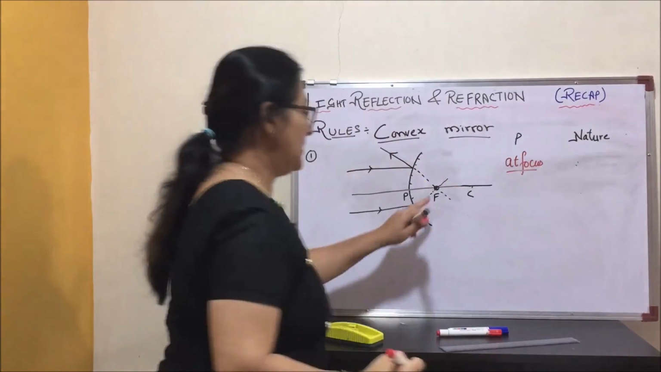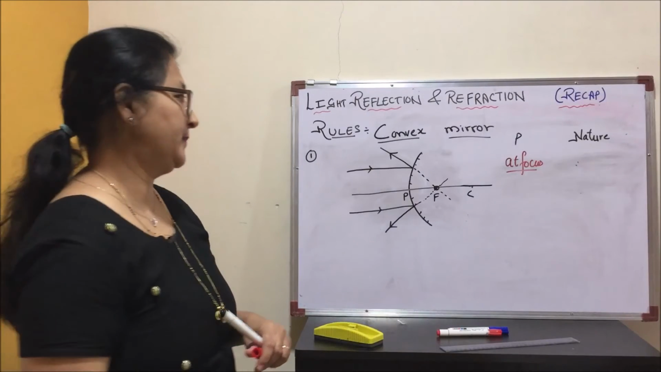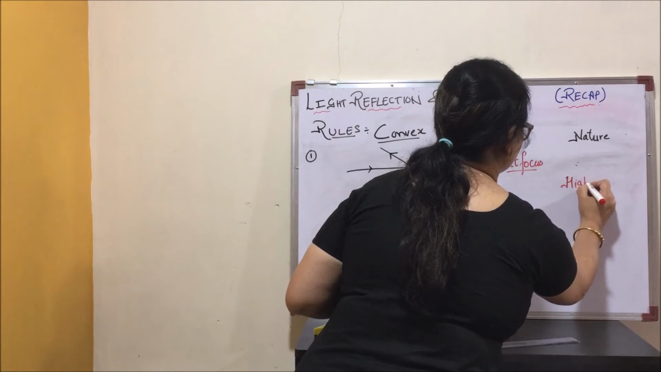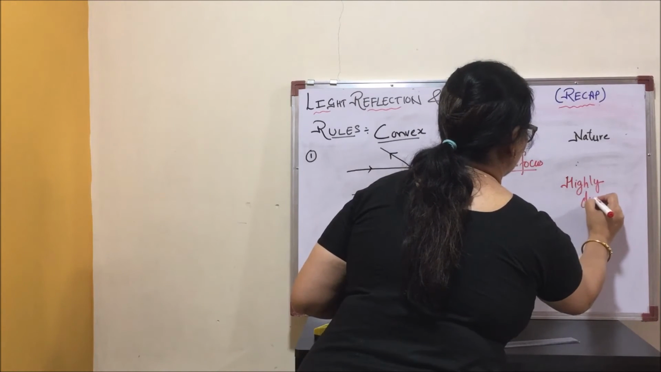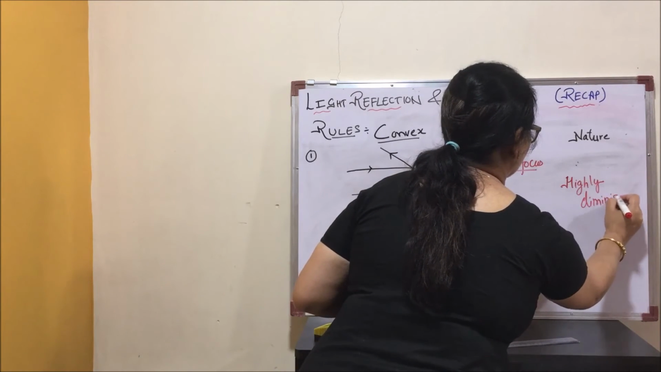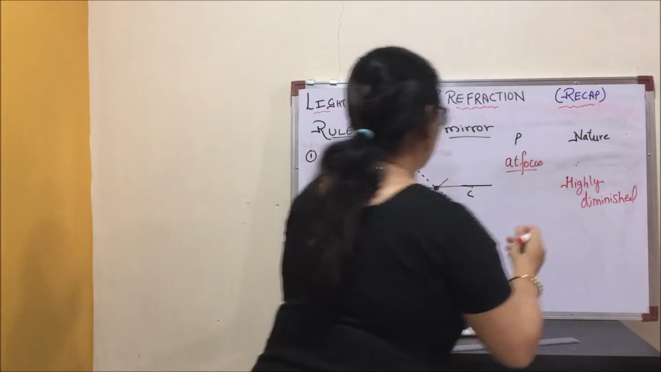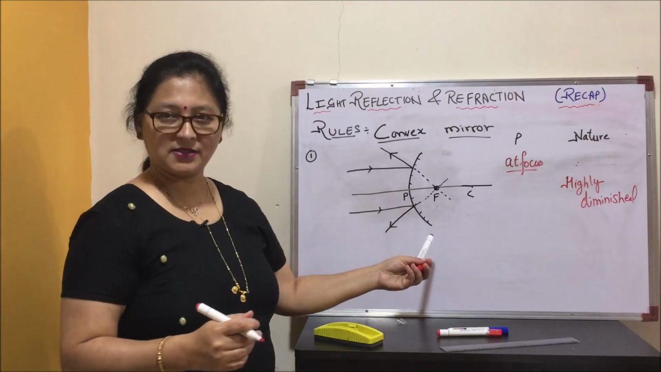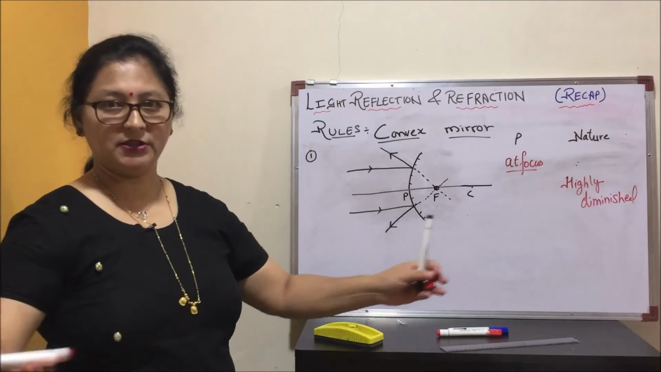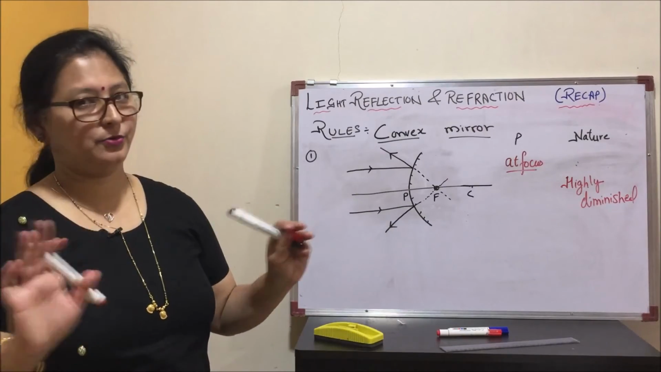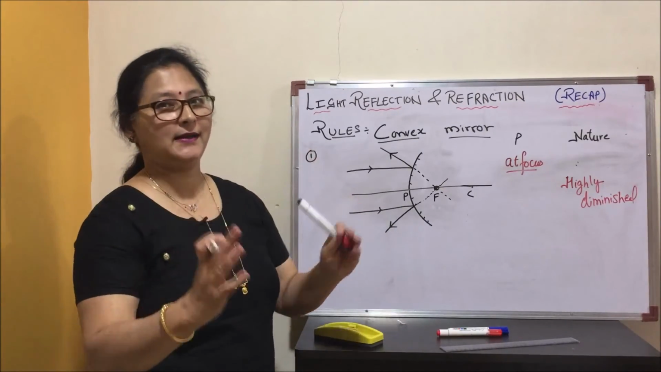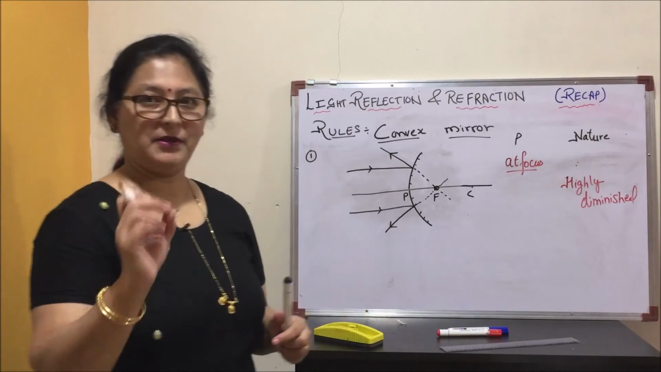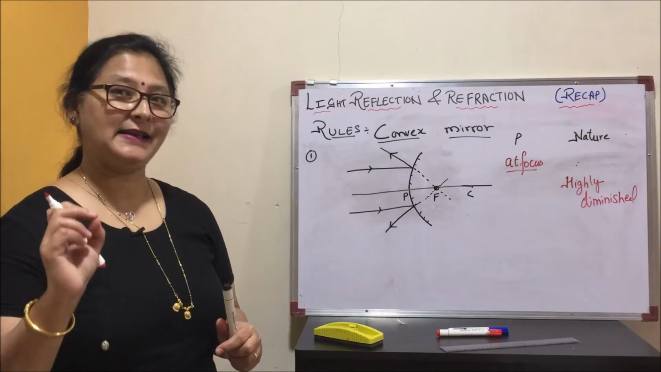Okay. Position, nature, highly diminished. Highly diminished, clear? Because the rays are not meeting. This is a convex mirror. In a convex mirror, rays are diverging rays, right? They are not going to meet anywhere. So we just assume that they are meeting, but they are not meeting actually. So the image formed will be virtual and erect.